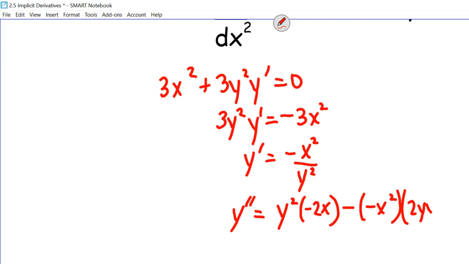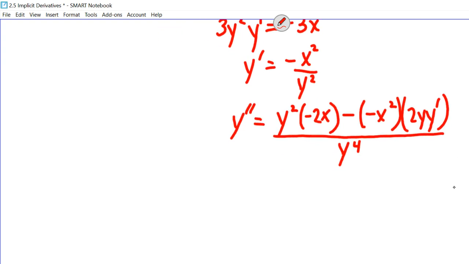This is where I'll attach the y prime as well. So low d high less high d low. Draw the line. Low squared below. Y to the 4th. Y squared, and then I just squared it. So y to the 4th.